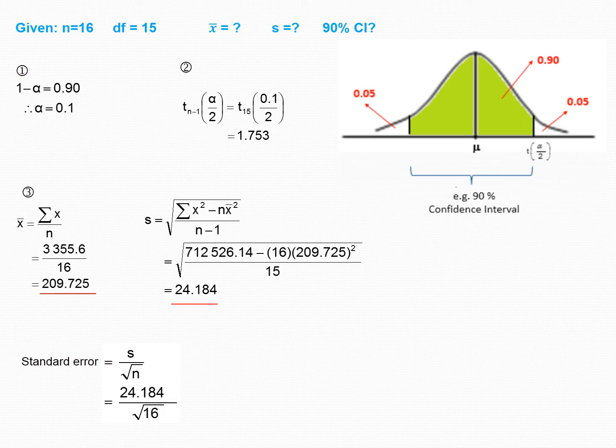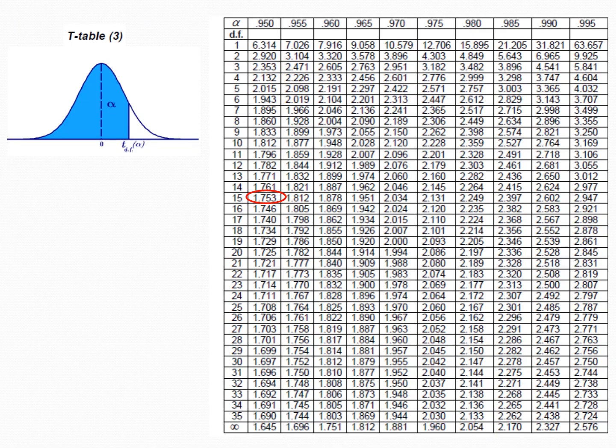But remember, the probabilities in the t-table is given to the left-hand side of a positive t-value, so that whole area will be included. So we will take 0.9 plus 0.05, so the probability that we will look up in our t-table will be 0.95, and we do that at the degrees of freedom of 15. So if you go to the top row in your t-table, we look for a probability value of 0.95, and we go to a degrees of freedom value of 15, so that means that our t-value will be 1.753.